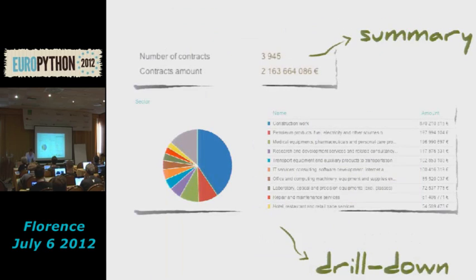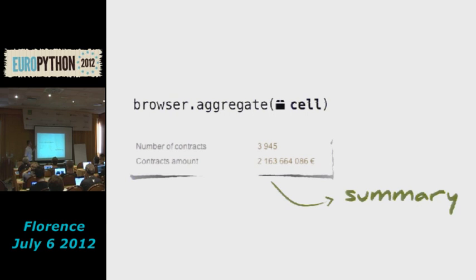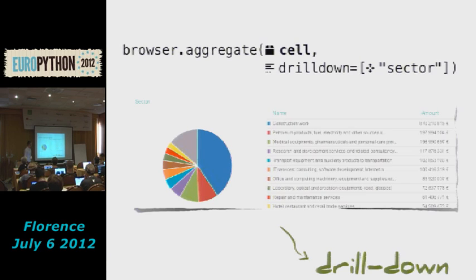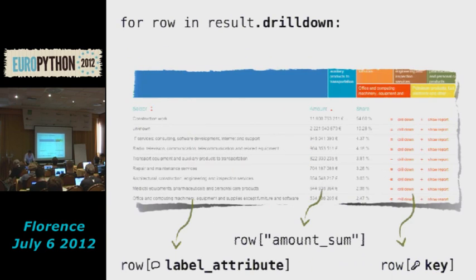So the basic function of the browser is aggregation, and aggregation can do basically two things. One is summary of the cell. So you are looking at construction work in 2010. So you have number of contracts and the financial amount, and drill down. So see the details within the cell. So this is how you do it. You have a browser and you aggregate the cell, and you get the summary. And this is drill down. You aggregate the cell, and you specify the dimension you are going in the details.